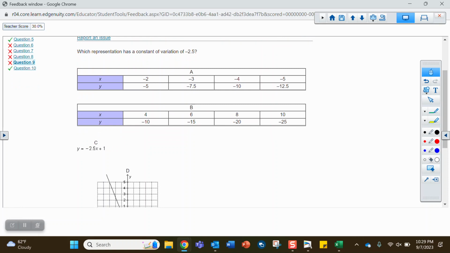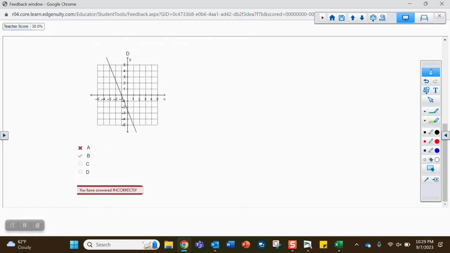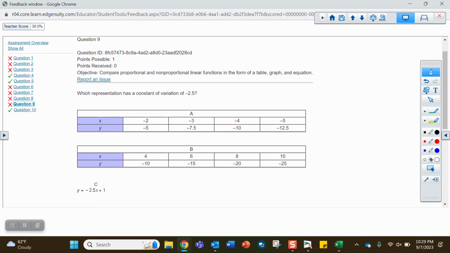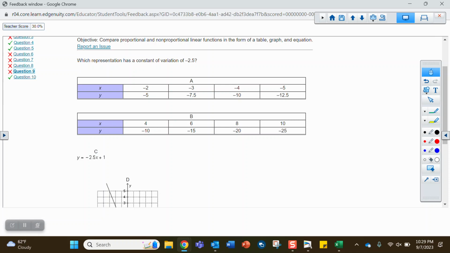Which representation has a constant of variation of negative 2.5? Well, I can see that right away. And it's not letter C because this is not a proportional relationship because of that plus 1 back there, so you have to be kind of careful on that one. So I'm thinking we might have to check all of these. That's 2.5. That's a half and that's 1. That's a half and that's 1.